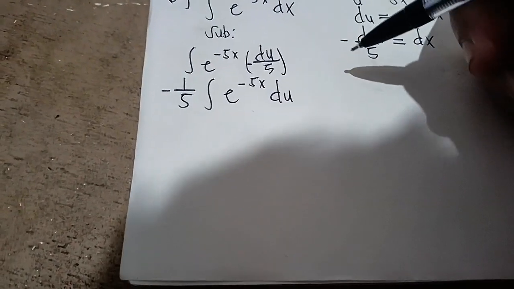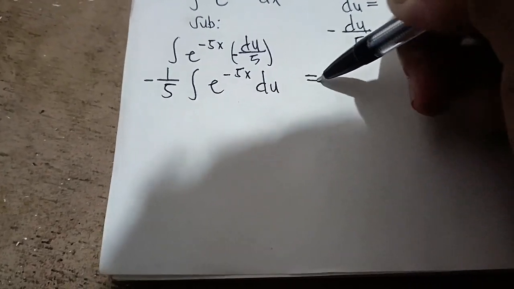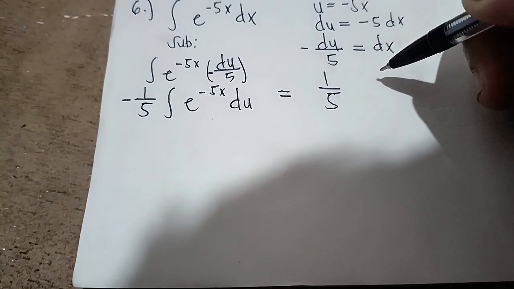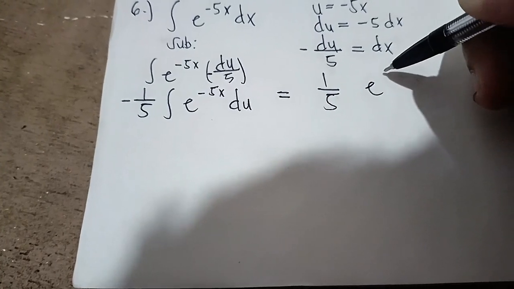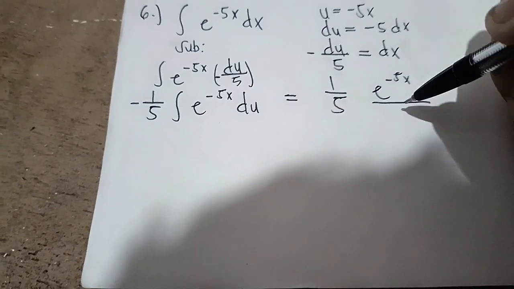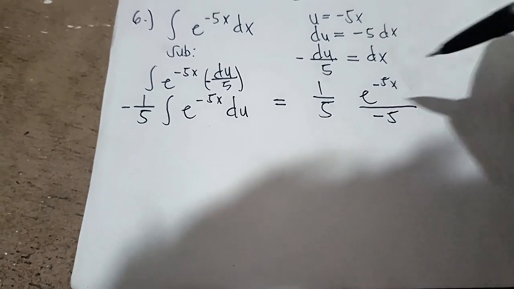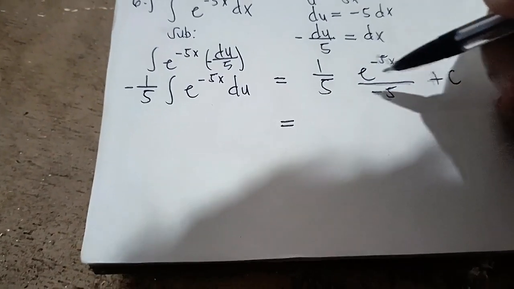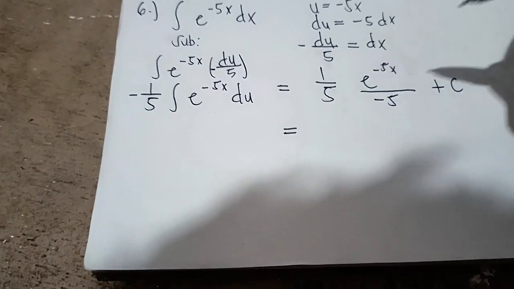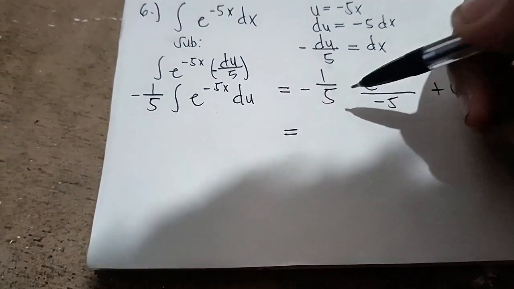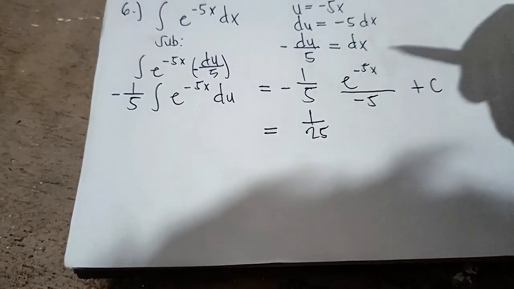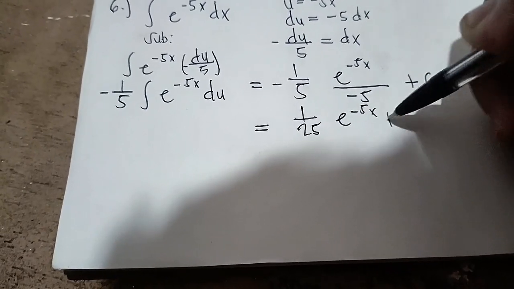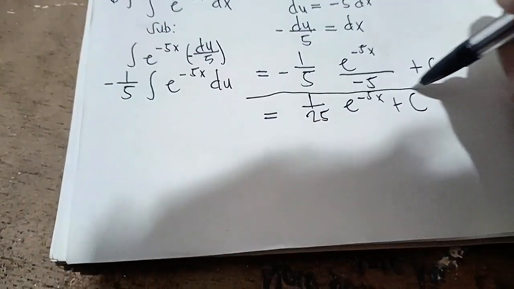So our final answer would be, so the integral of e to the power of negative 5x would be e to the negative 5x over negative 5 plus c. So the final answer is negative 1 over 5 e to the power of negative 5x plus c. So this is our final answer.